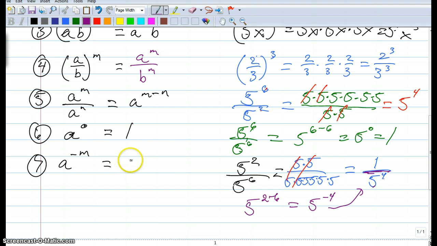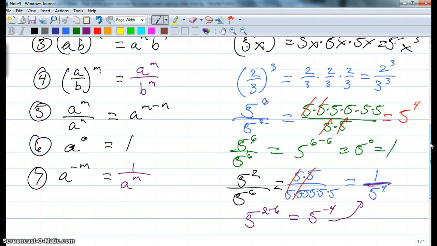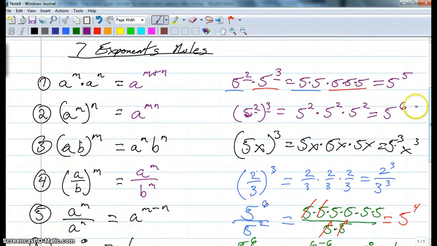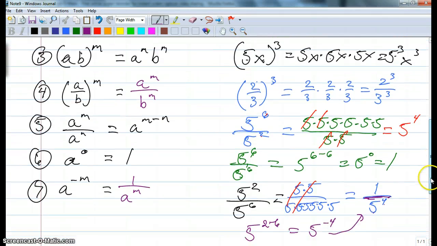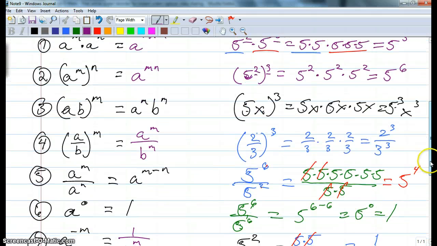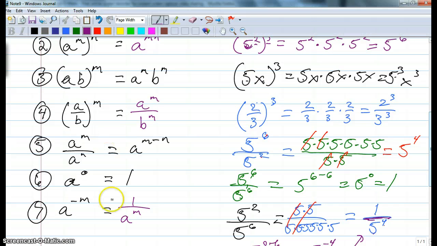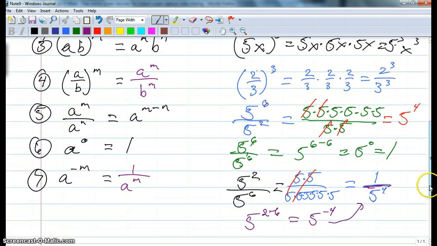A to the negative m is going to become, if you have a negative exponent, it becomes a fraction. Negative exponents make a fraction, and we're going to have a to the positive m in the denominator. It bumps down. So those are our 7 rules. What I'm hoping I did here was provide a little proof for you. It's not the most colorful thing this time, sorry y'all, but hopefully it sketches out why these rules are the way they are.